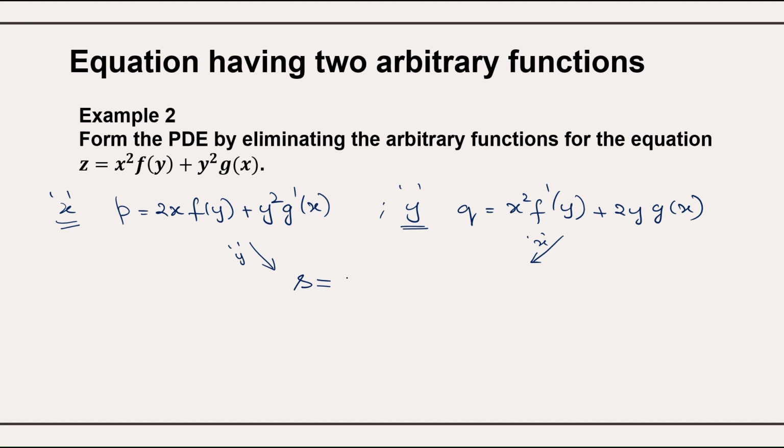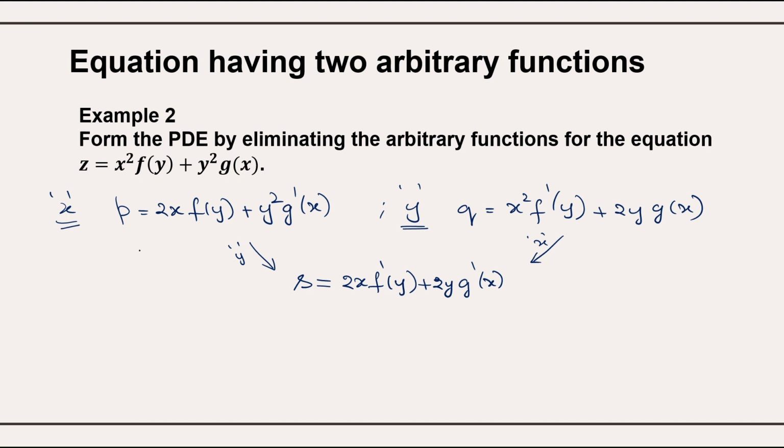s is equal to 2x into f'(y) plus 2y into g'(x), which gives you s. That is the second order derivative of z with respect to x and y. If we differentiate equation q with respect to x also, that gives you the same equation, because differentiating x² with respect to x gives 2x into f'(y), where f(y) is treated as a constant, plus 2y into g(x), which becomes g'(x). So this is the equation we have obtained.